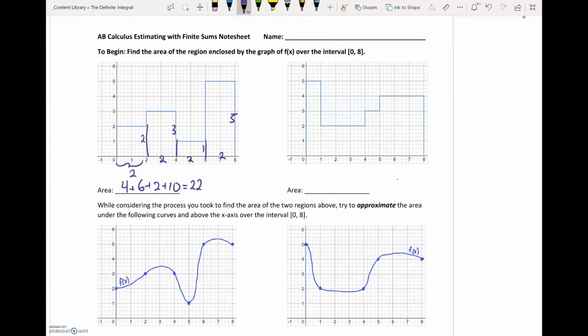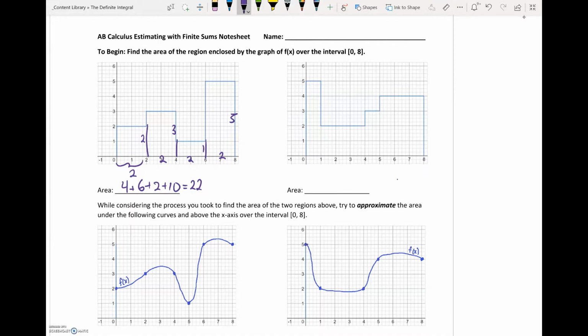Now try the next one, do the same sort of thing. You want to separate each section into a rectangle or a square, and then you're going to find the area of each and then add them together. So go ahead and do that and press pause.